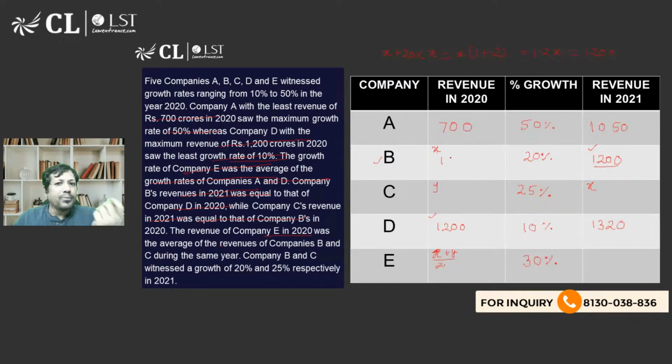So what is the revenue of B in year 2020? That is 1000. That's it, right? So I got the value of X. So if X is 1000, this is also going to be 1000.